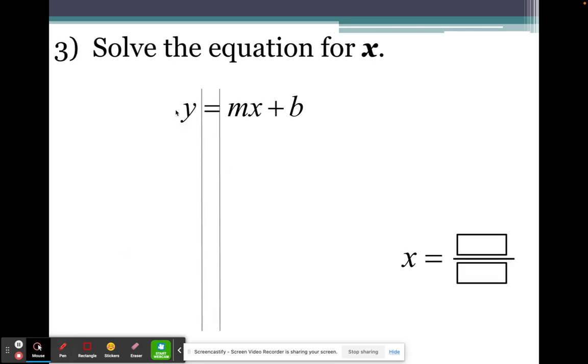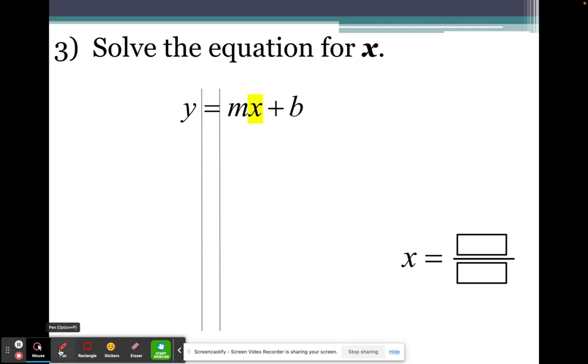Now let's look at this next equation, y equals mx plus b. This is also going to be one you're going to be using in the near future a lot. This is the linear equation with our slope and our y-intercept. We want to solve for x.